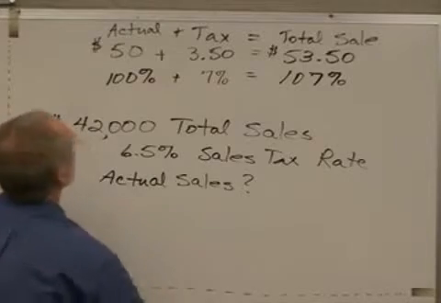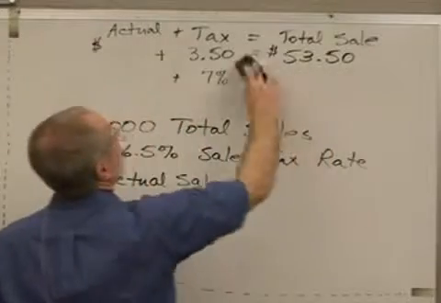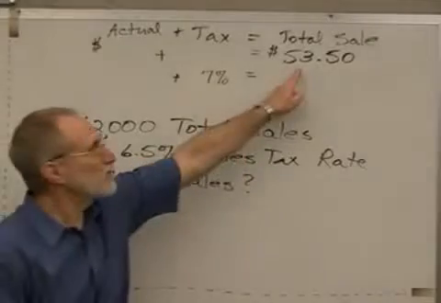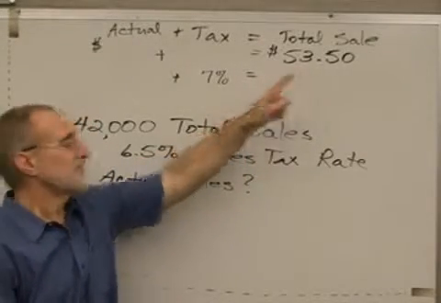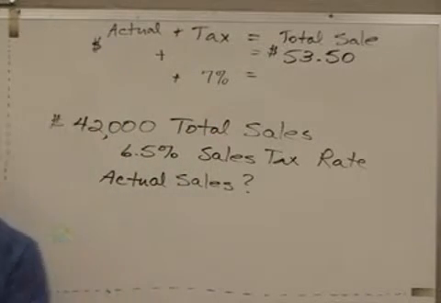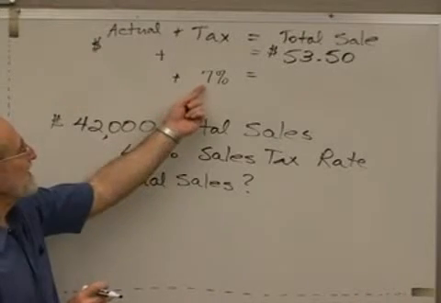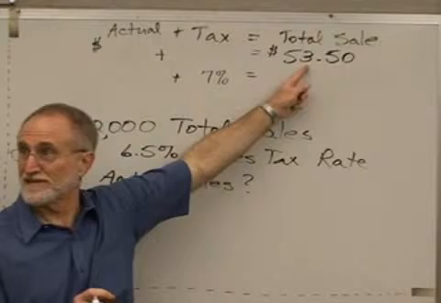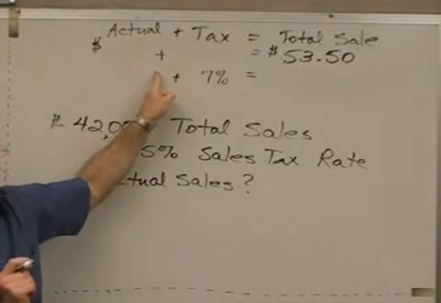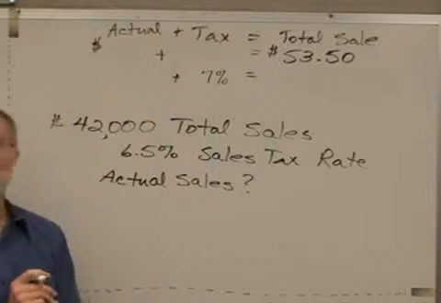But what if this is what they give us? They say the total sale was $53.50. There's a 7% sales tax rate. What was the actual sales cost before tax? Well, notice we can't multiply 7% times this because it's that we need to multiply it by, but we don't know that yet. So, what are we going to have to do?